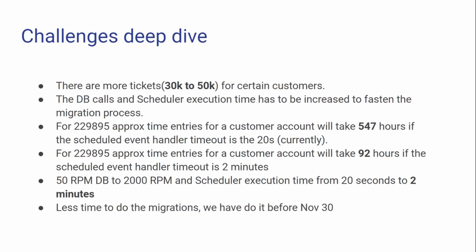If we increase the scheduler method execution time to 2 minutes, we could do it in 92 hours. So that is one of the requests we made to Freshworks. We also need to increase the database calls from 50 RPM to 2000 RPM. That is the request we made to the Freshworks team, and they did it as we requested.